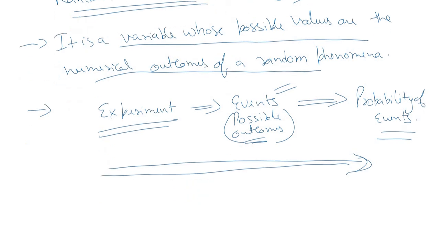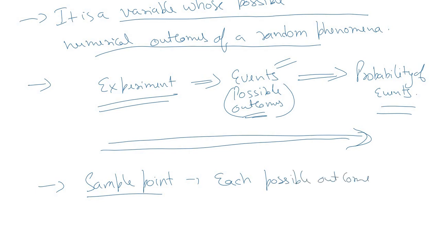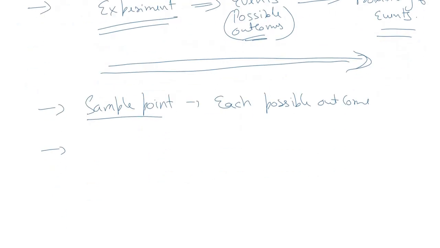Each possible outcome is known as a sample point of that experiment. It is each possible outcome, and combinedly all the sample points are known as the sample space.